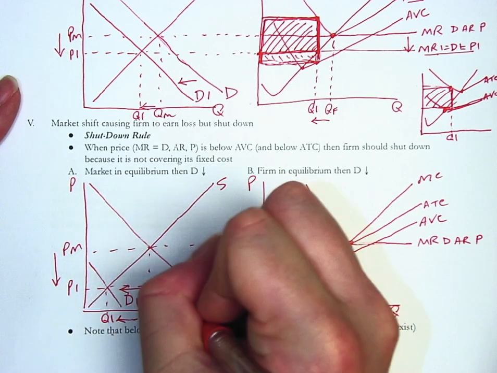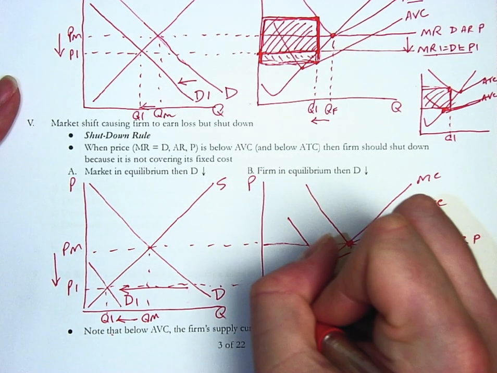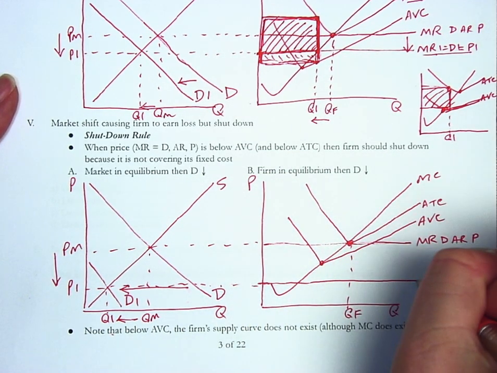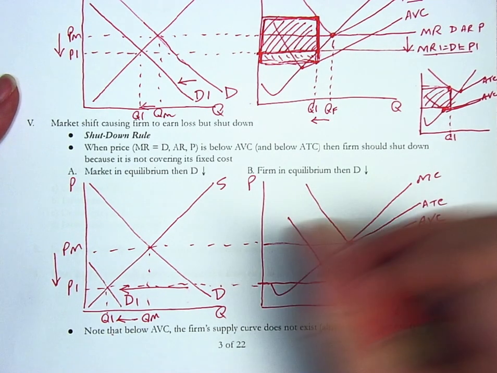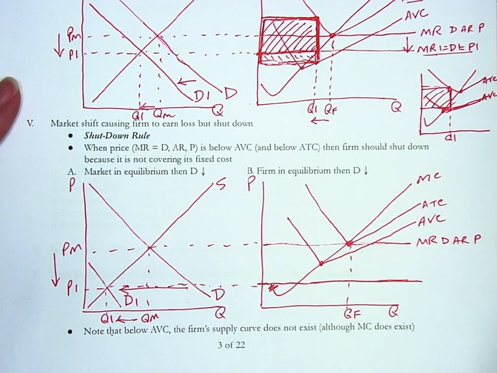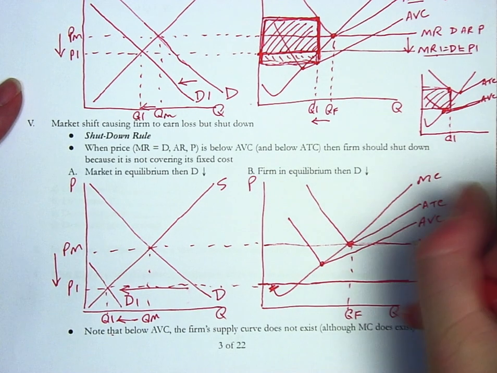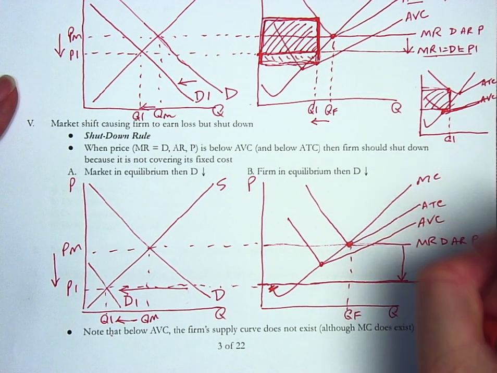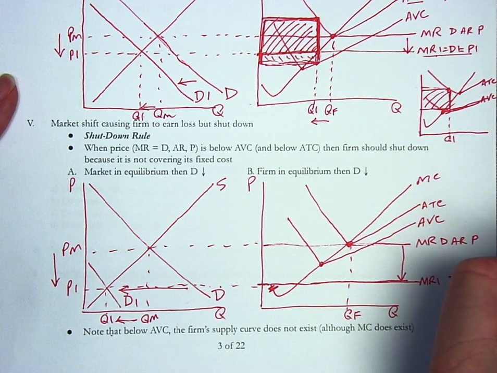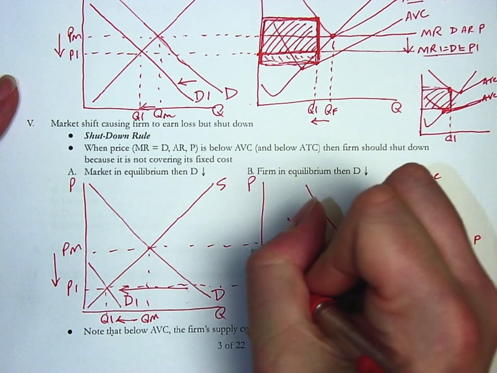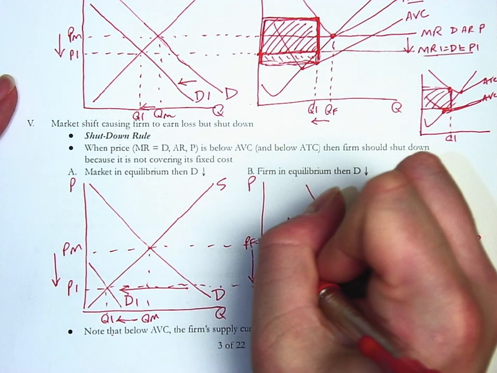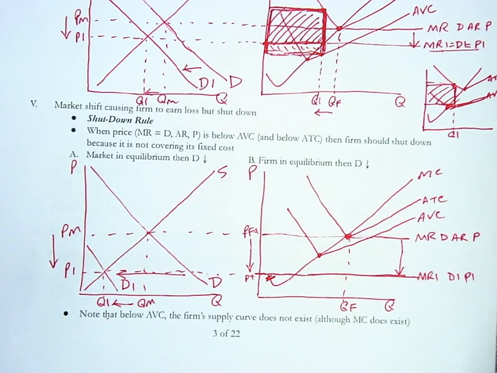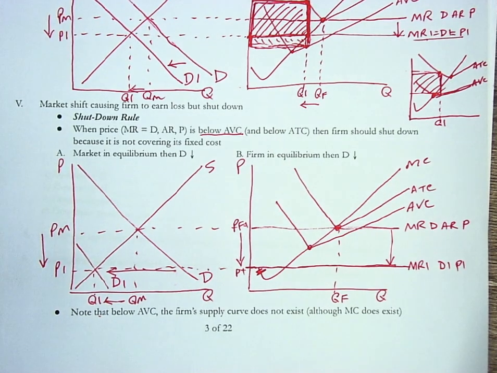Well, what's that do? It makes Mr. Darp way lower. So our new Mr. Darp is way down, and it doesn't matter if it connects there or not. That's a little coincidence. So Mr. Darp shifts way far down, MR1, D1, P1, right? Because the price fell pretty far, PF1 down to P1. Now in this one, the firm's just going to shut down. Because price is below AVC, they're going to shut down, and here's why.